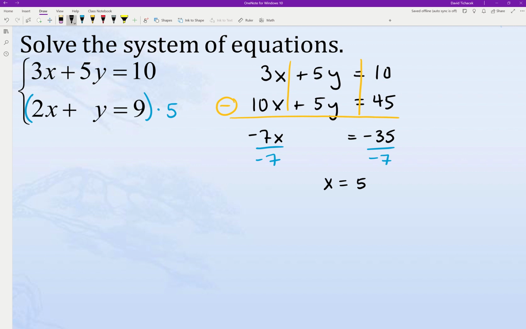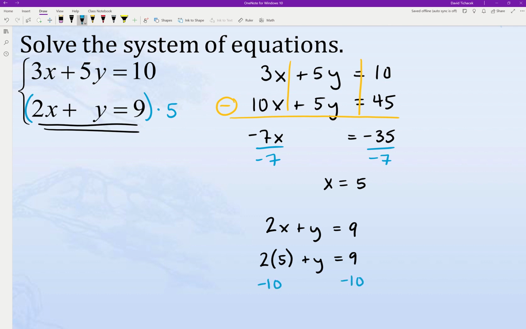I'm going to go back to the very original second equation there because it's got smaller numbers in it, no negatives. So I'm just going to start over with that. 2x plus y is equal to 9. I'm going to go ahead and plug in my x value of 5 here. And after doing a little bit of arithmetic there, 2 times 5, that's going to make 10.